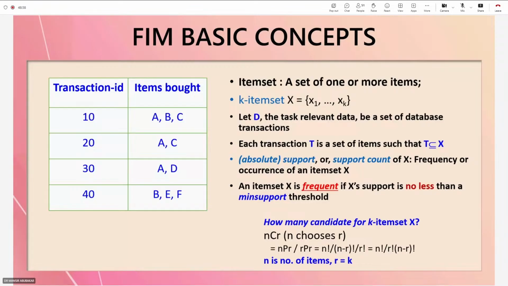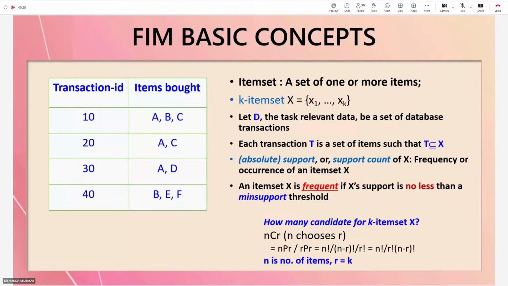N chooses R, where we have the factorial value here. N is just the number of items set, and R is representing the K here. K item set, we say, okay, now we have 5 item set, 6 item set, 7 item sets, depending on the number of items that we have.